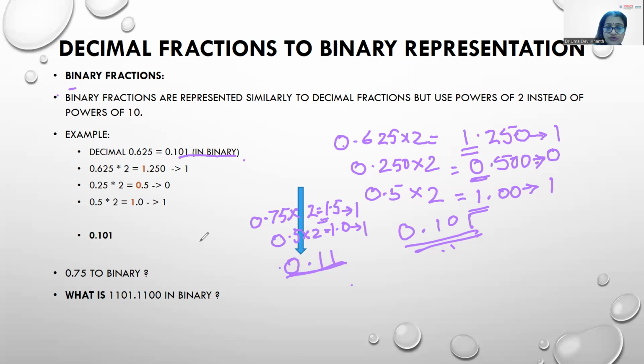Okay. And suppose your options are in 4 digits, that is in a nibble, then you can add zeros to the right side. If it's a decimal, you can add zeros to the right side. So the representation becomes 1100, right?